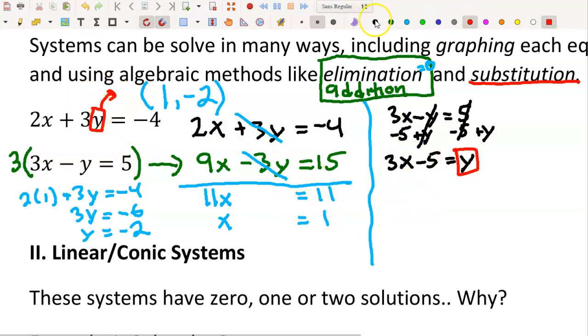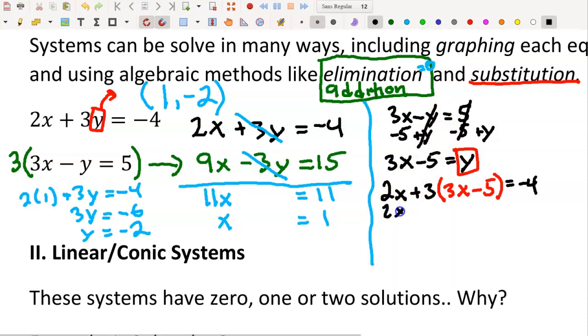Okay? So we have 2x plus 3, and then I'm going to substitute in 3x minus 5 in its place. Still equals negative 4. So top equation, just took out the y, put in 3x minus 5 in its place. Now we have, again, one variable, one equation. We can solve that, no problem. Use all the normal steps that you're used to.